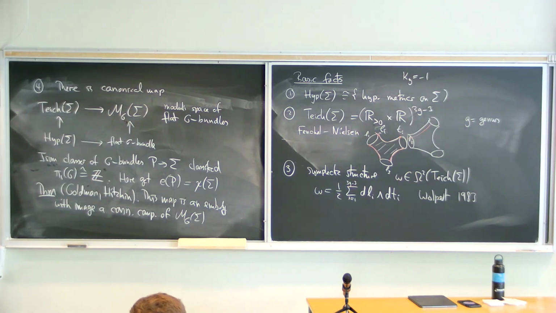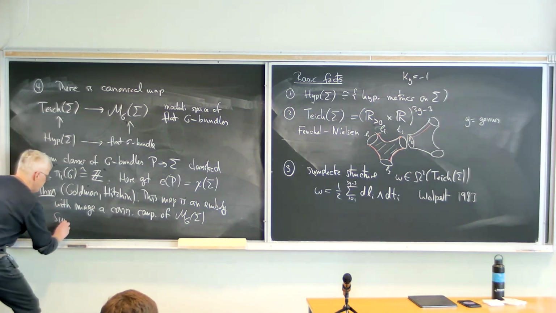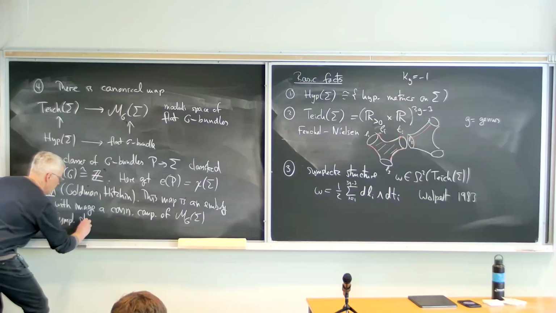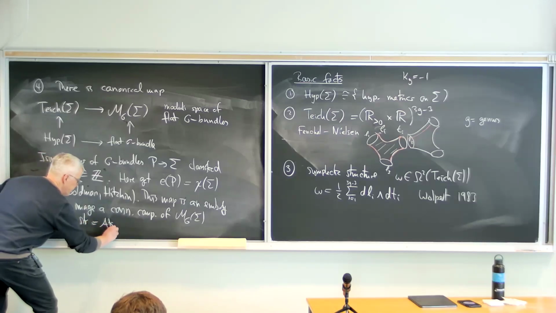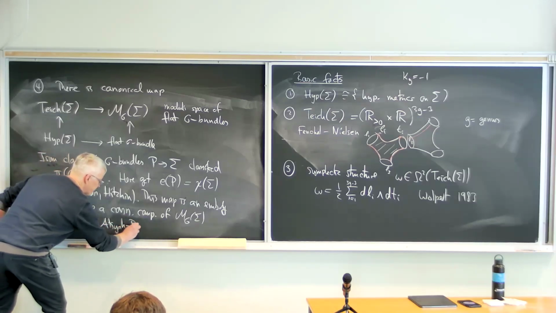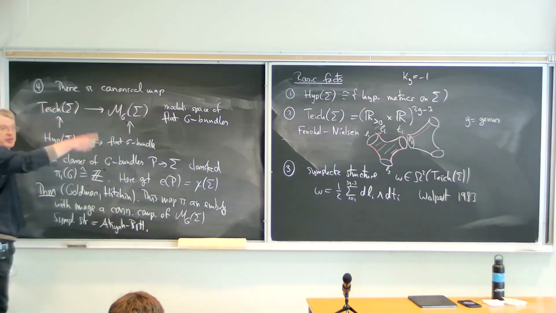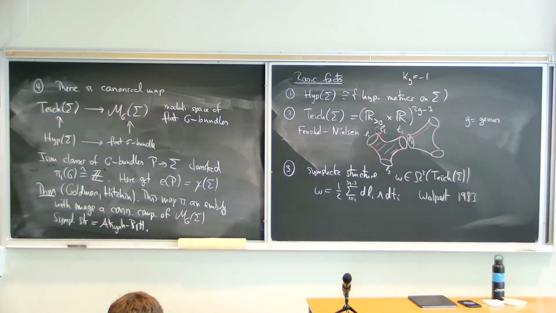And on the moduli space of flat G bundles, one has another famous symplectic structure, which is the Atiyah-Bott symplectic structure, on the moduli space of flat connections on the principal bundle. And they proved that the symplectic structure is just this Atiyah-Bott symplectic structure. So that's another construction, if you want, of the symplectic structure on Teichmueller space.